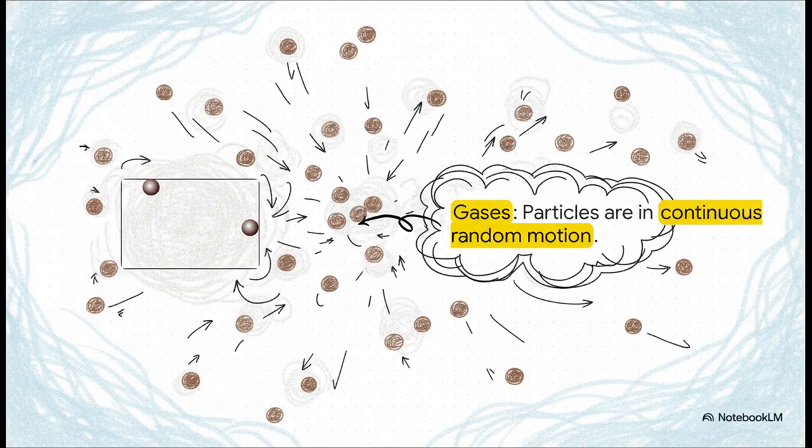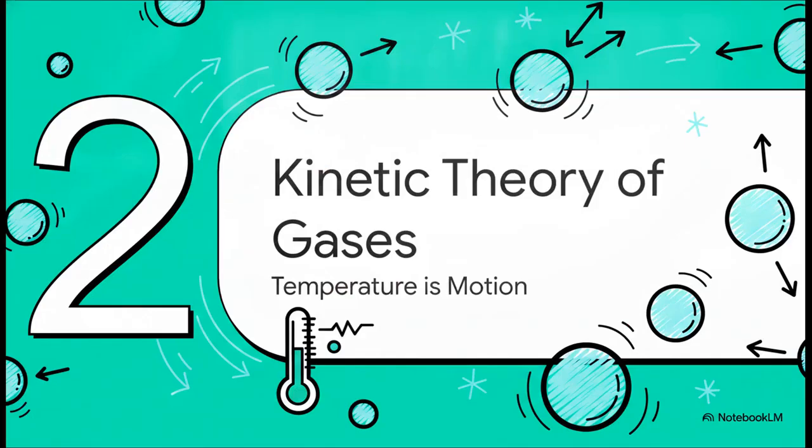And this brilliantly illustrates our third state, gases. If liquids are a crowded dance floor, gases are an absolute chaotic mosh pit. The particles are spread widely apart, and the attractive forces between them are considered pretty much negligible. They are in a continuous, nonstop state of rapid, random motion in literally all possible directions. This is exactly why gases can be so easily compressed, and why they'll just wildly expand to fill whatever volume you give them. Section 2, kinetic theory of gases, where temperature literally equals motion.